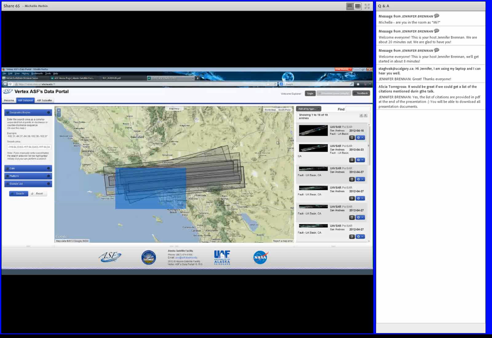So my search is returned, and on the right-hand side, I now see my search results. As I scroll through this list, you'll notice that they're highlighted both in the list as well as on the map. This shows you then where exactly that particular granule is located.